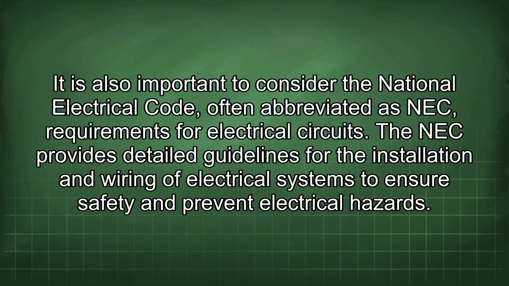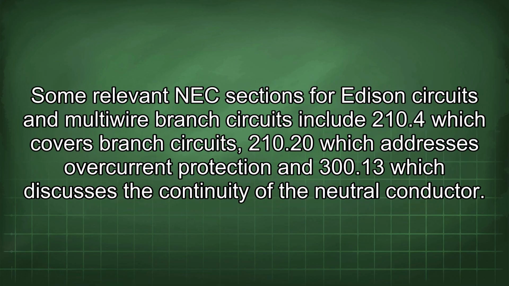This is important because if one hot wire is overloaded, the other hot wire may also be at risk of overheating. It is also important to consider the National Electrical Code, often abbreviated as NEC, requirements for electrical circuits. The NEC provides detailed guidelines for the installation and wiring of electrical systems to ensure safety and prevent electrical hazards. Some relevant NEC sections for Edison circuits and multiwire branch circuits include 210.4, which covers branch circuits, 210.20, which addresses overcurrent protection, and 300.13, which discusses the continuity of the neutral conductor.